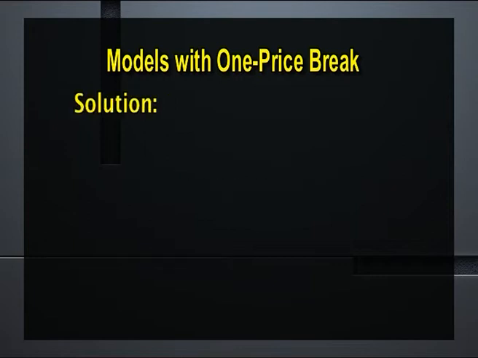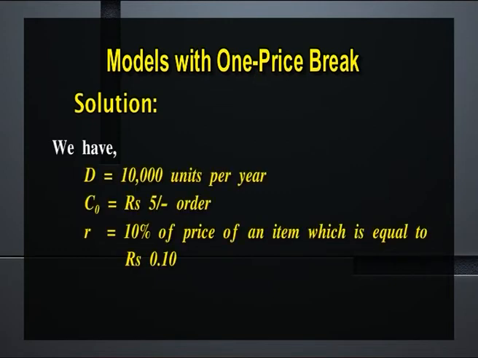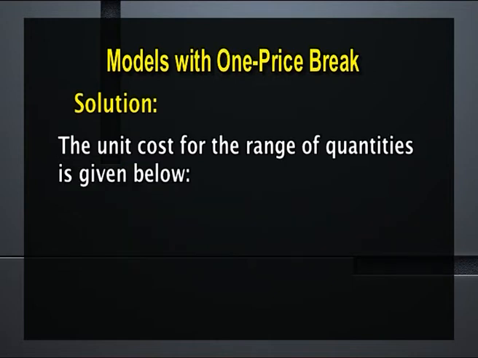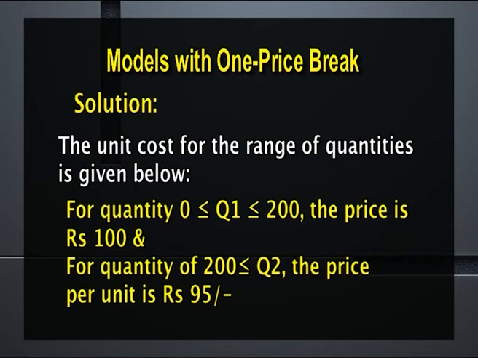Now let us take a look into the solution. From the data in usual notations, we have D equal to 10,000 units per year, C naught equal to ₹5 per order, R equal to 10% of the price of an item, which is ₹0.10. The unit cost for the range of quantities is given below. For quantity 0 ≤ Q1 < 200, the price is ₹100, and for quantity 200 ≤ Q2, the price per unit is ₹95.